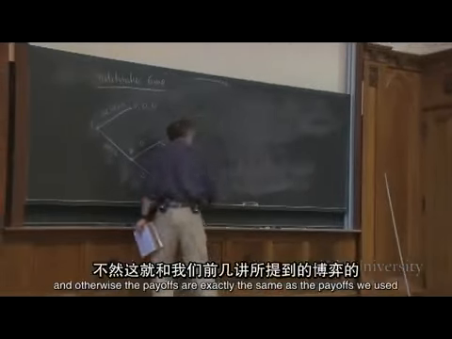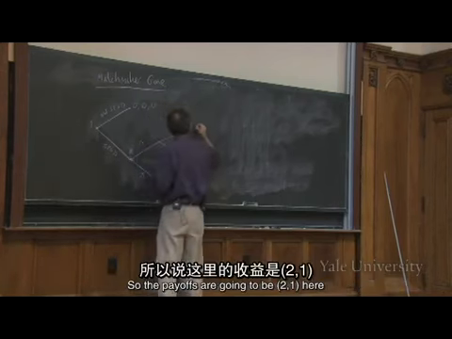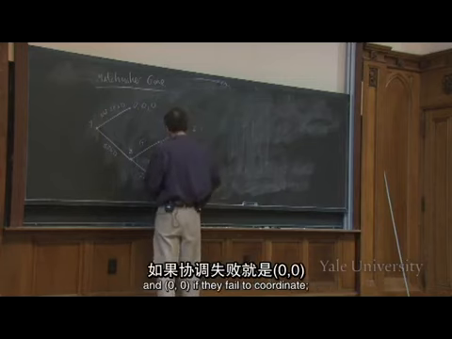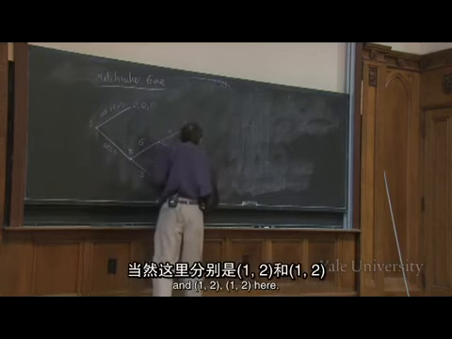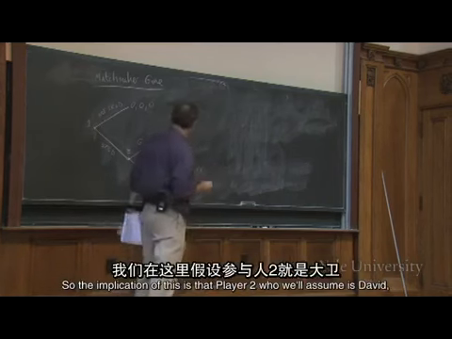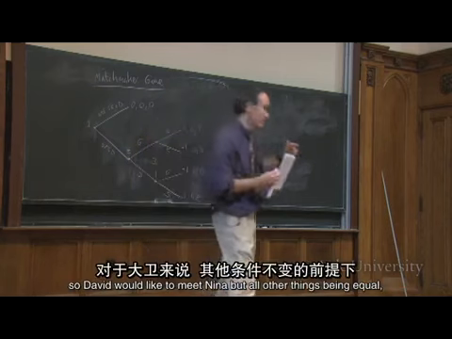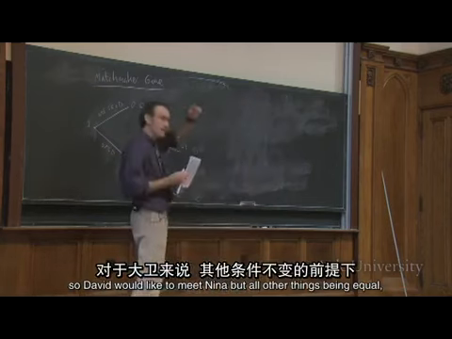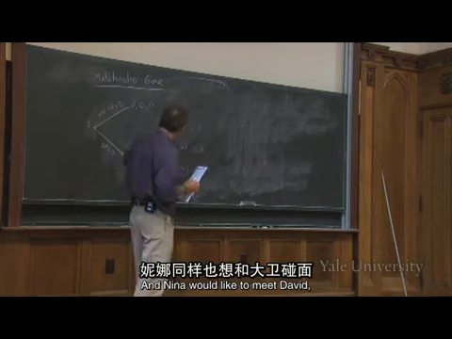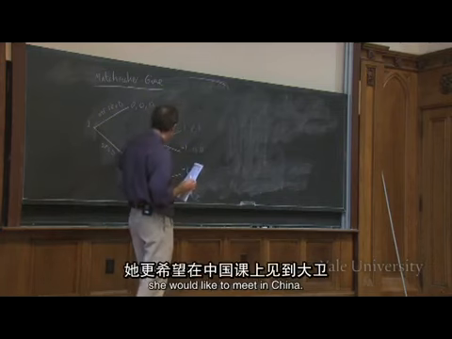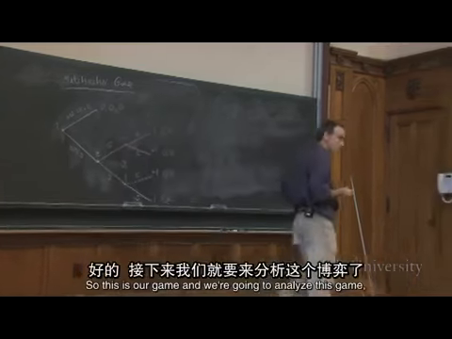And otherwise, the payoffs are exactly the same as the payoffs we used when we looked at this game earlier on in the course. So the payoffs are going to be 2-1 here, and 0-0 if they fail to coordinate, and 0-0 here if they fail to coordinate, and 1-2 here. So the implication is that player 2, who we'll assume is David, would like to meet Nina, but all other things being equal, he'd like to meet her at the Cold War. And Nina would like to meet David, but all other things being equal, she would like to meet in China. I mean, not literally in China, but in the class China. All right, so this is our game.